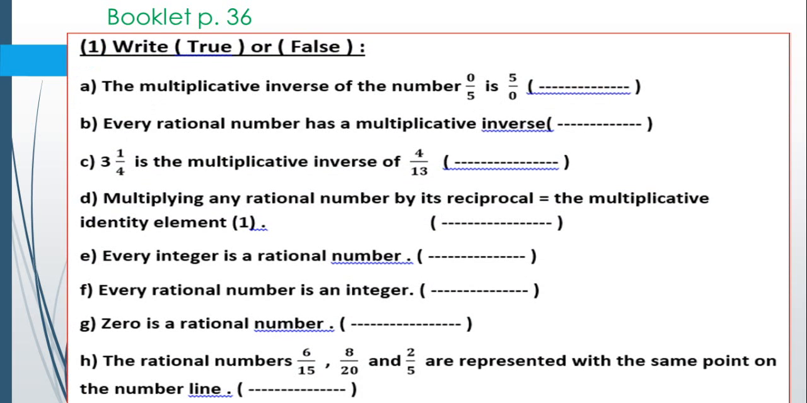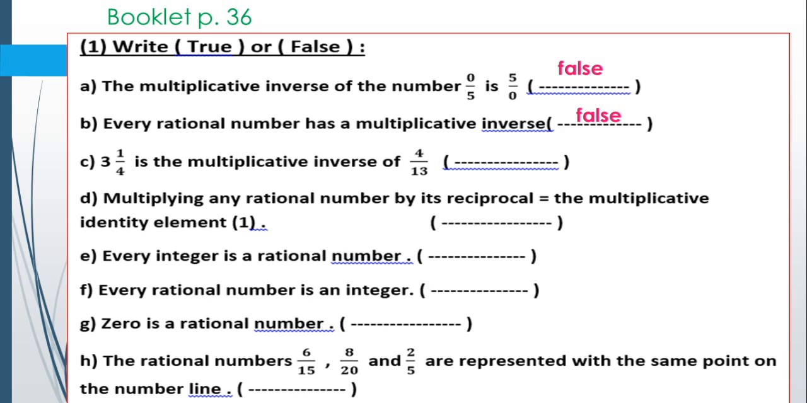From your booklet, write true or false. The multiplicative inverse of the number 0 over 5 is 5 over 0. Is it true? Can you find the number divided by 0? No, it's false. 0 hasn't a multiplicative inverse. Every rational number has a multiplicative inverse? No, we can find 0 hasn't a multiplicative inverse.